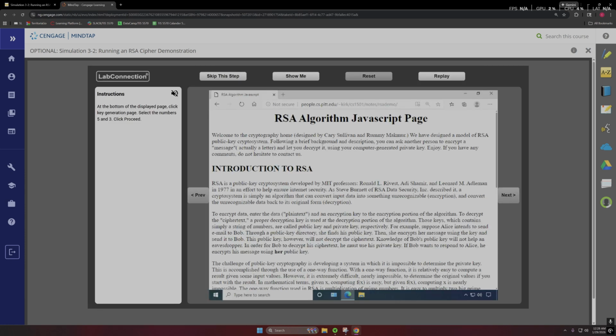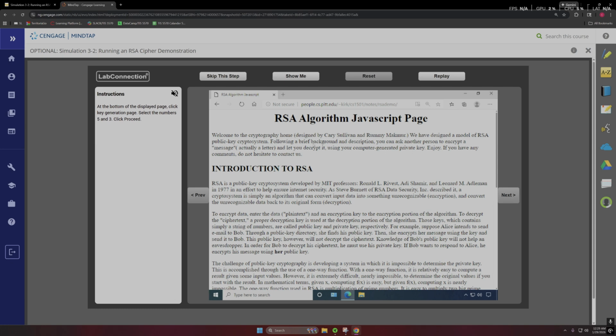Okay, so in the instructions at the bottom of the display page, we're going to click the key generation page and select the numbers 5 and 3 and proceed. So, we're just going to take a look at this really quick, the RSA algorithm JavaScript page. Welcome to the cryptography home, and it's designed by these authors. And the reasoning on why they designed this is a public key crypto system.